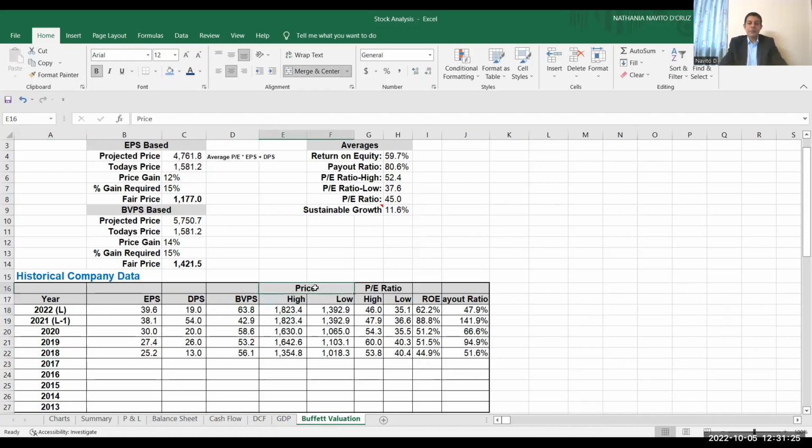So the price we look into from nseindia.com. In case you don't know how to look for the high and the low price from nseindia.com, please drop into the comment section and I will be glad to show it separately.